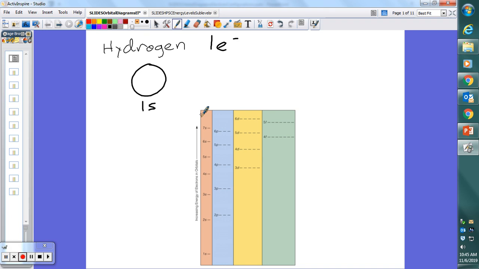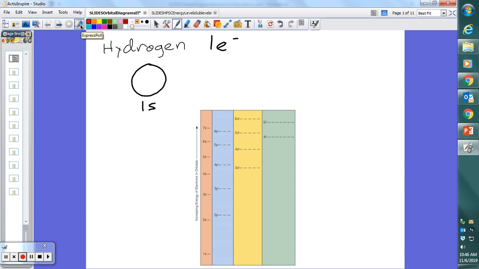All right, now, as far as the electrons themselves, like we said here, how many electrons do we have to put into this orbital diagram for hydrogen? Just one. And we said on the previous slide, what do we use to represent our electrons?